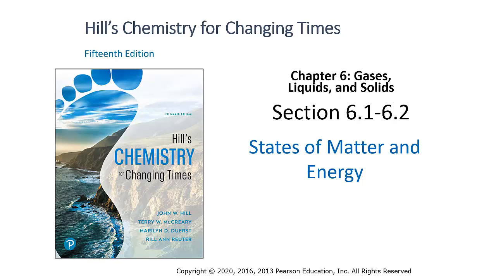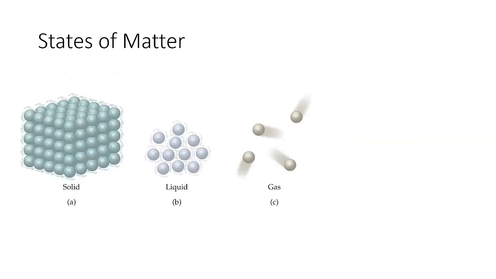Sections 6.1 and 6.2 cover the states of matter and the energy that correlates with those states. These are your main states of matter: solid, liquid, and gas. Solids have a defined shape and a defined volume. They're definitely moving, unless you're at absolute zero, which we have not achieved yet.